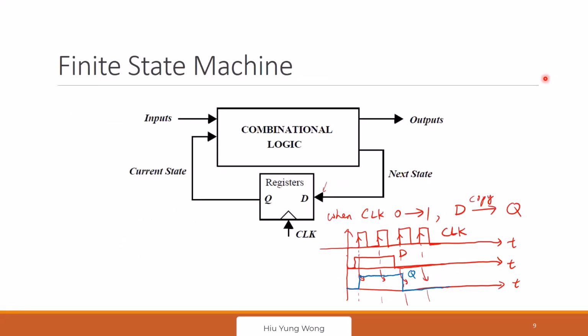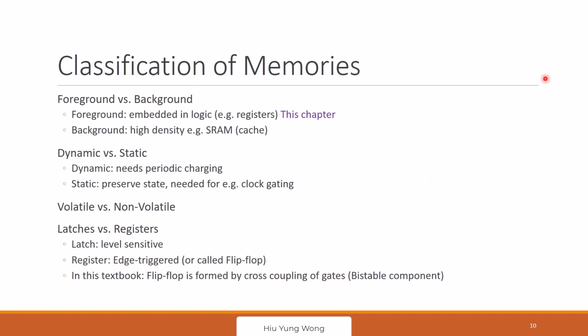So let me talk about, you see, memory is very important. So I would like to talk about the classification of memory. They call it something called foreground. That is what we are doing here, the so-called register. These are actually elements right next to your logic, right?